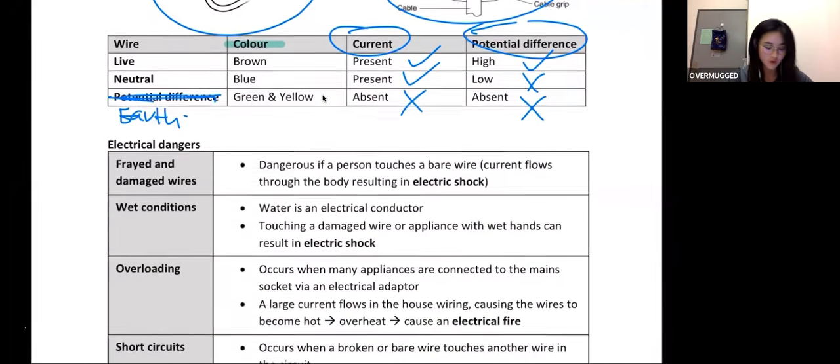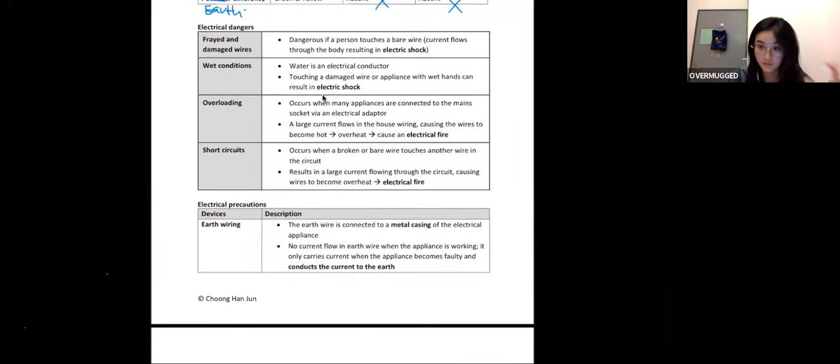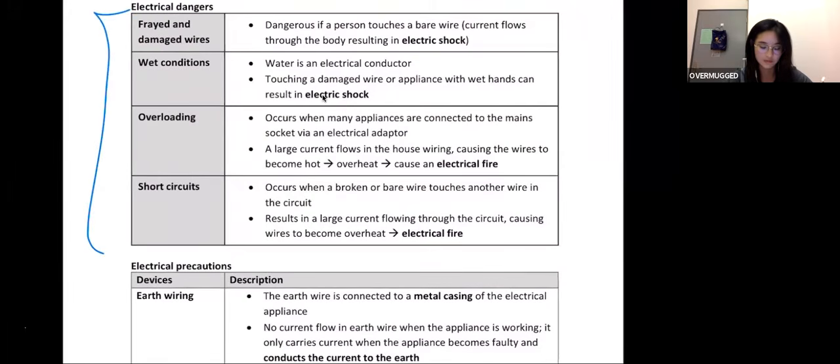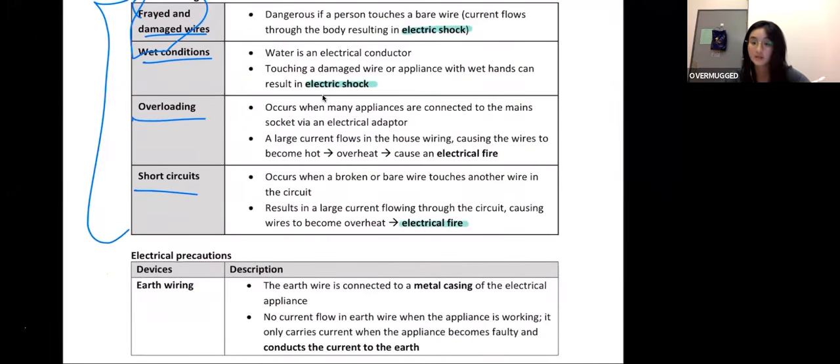So for electrical dangers and precautions, all you have to do is memorize. What are some of the important dangers? You have damaged wires, wet conditions, overloading, and short circuit. I don't think I have to really explain this. Memorize it for your exams. You have to tell me what is the danger and what is the consequence. Damaged wires can result in an electric shock. Wet conditions also cause a shock. Overloading and short circuit can cause a fire. So link it to a consequence.